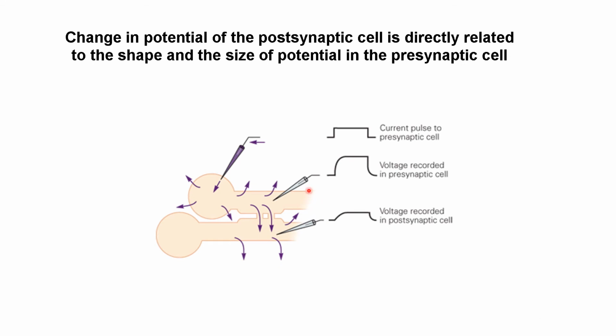So in this next slide, again, we have the presynaptic neuron, you're monitoring voltage in presynaptic cells, and then you monitor the voltage in the postsynaptic cells. And you see you have the same shape. And then also the size is directly influenced. So the larger the pulse you deliver to presynaptic cells, the larger the voltage change, and you will have a larger voltage change in the postsynaptic cells.